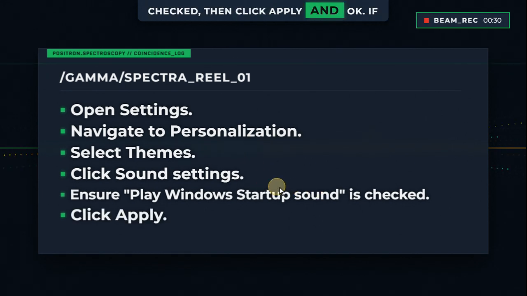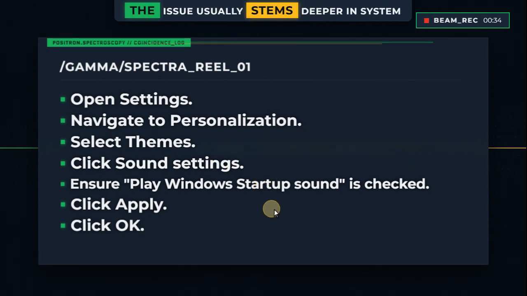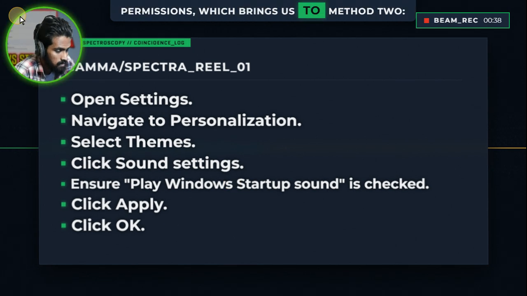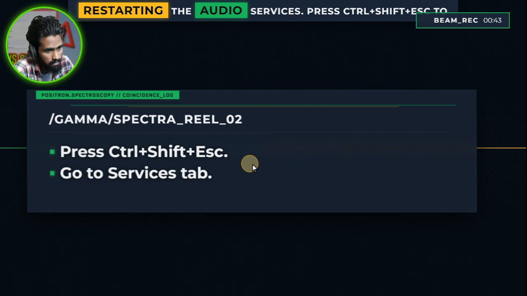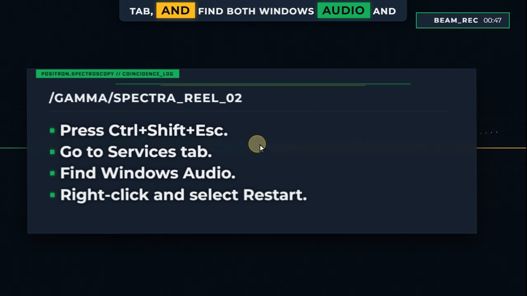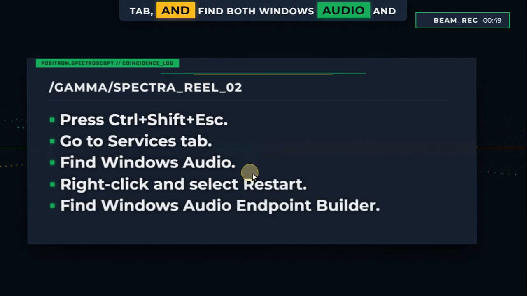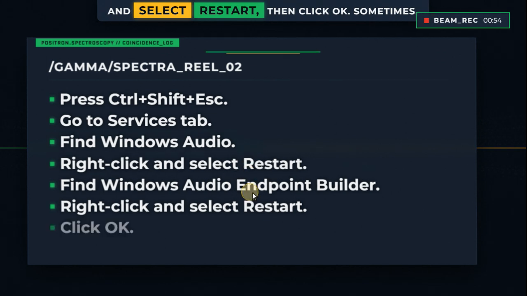If that first step doesn't clear the error, the issue usually stems deeper in system permissions, which brings us to method 2, restarting the audio services. Press Ctrl+Shift+S to open Task Manager, navigate to the Services tab, and find both Windows Audio and Windows Audio Endpoint Builder. Right-click each one and select Restart, then click OK.